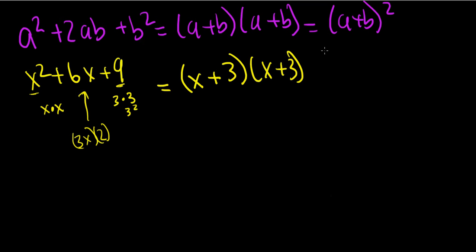And if it's a perfect square trinomial, we can just write x plus 3 times x plus 3, so we take 1 factor from the first term and 1 factor from the last term. And then we can just write x plus 3 squared.